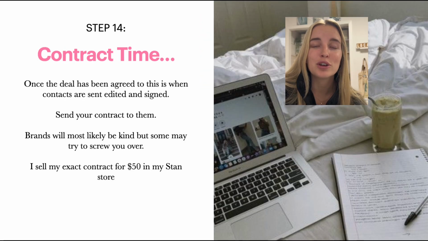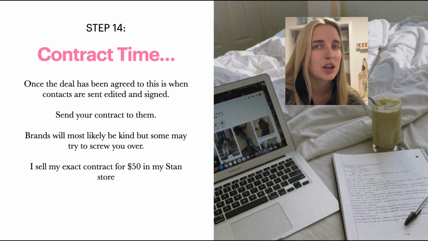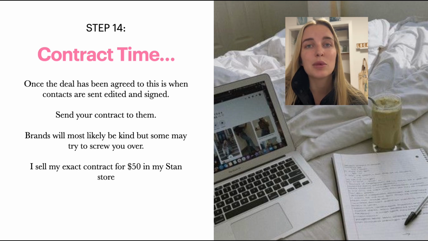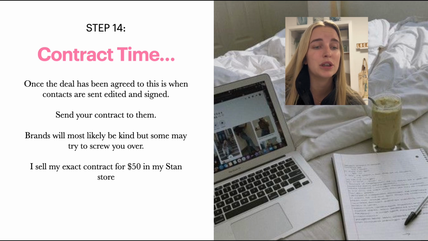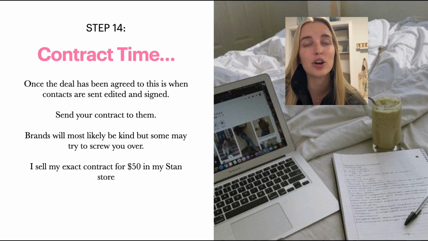Step number 14, it's contract time. This is when all the deliverables, all the negotiation is done. You've agreed on everything. Sometimes when I send out my contract, brands want me to add things like exclusivity or perpetuity, all these different things in there. Just don't do it. But then this kind of plays into the fact that negotiation still keeps going on even though you've agreed to all the other terms.